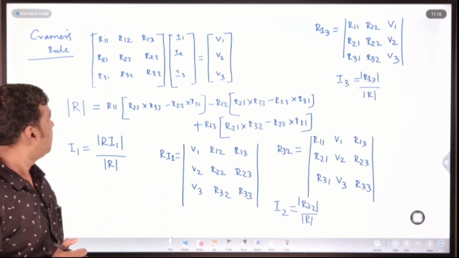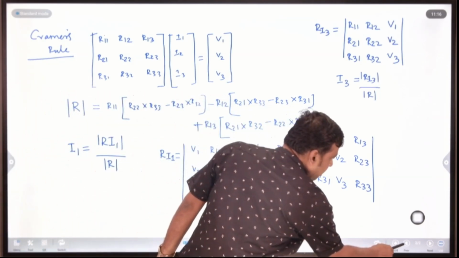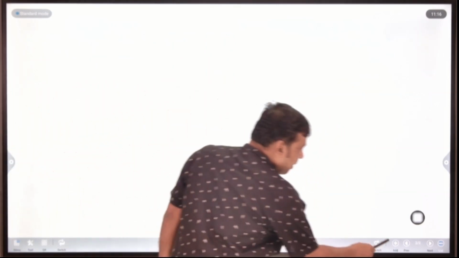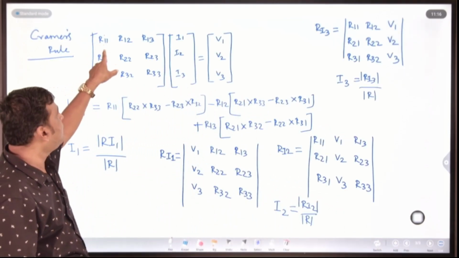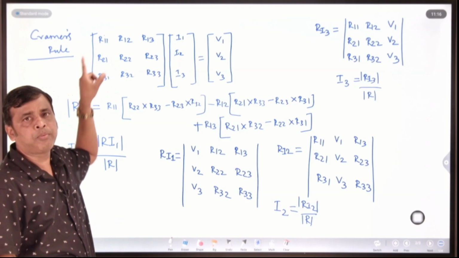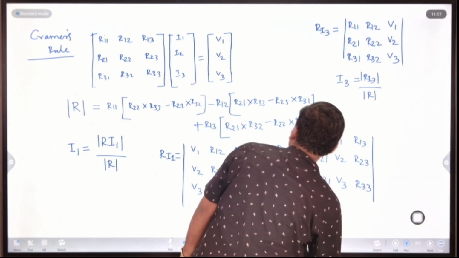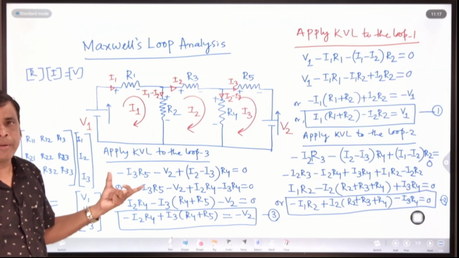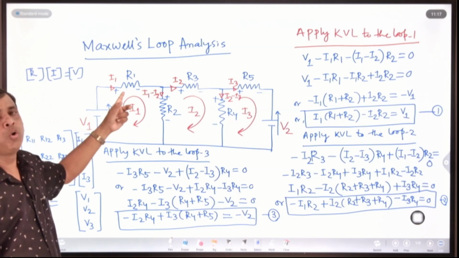Are you getting it or not? One thing: in this determinant R, R11, what do you mean by R11? R11 is nothing but the sum of the resistance formed by loop 1. In Maxwell's loop analysis or mesh analysis, here there are 3 loops. How to calculate the value of R11? R11 is nothing but the sum of the resistance formed by loop 1.